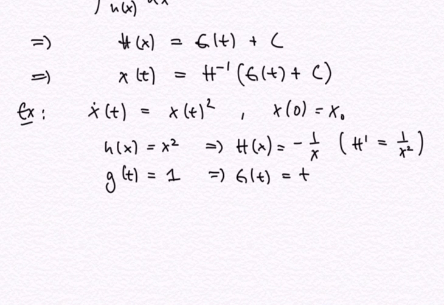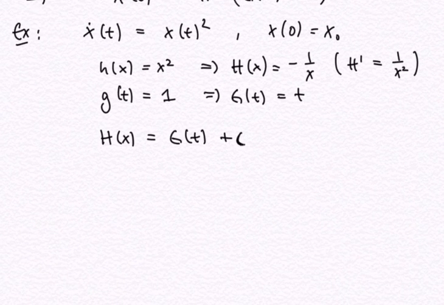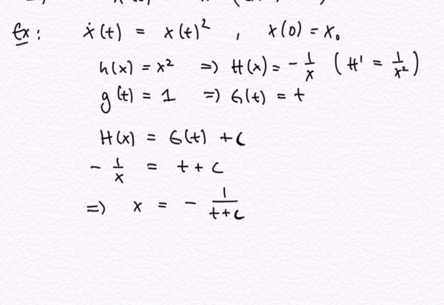Now, separation of variables says capital H of x equals capital G of t plus c. So minus 1 over x is t plus c. So x is minus 1 over t plus c. Of course, only for values of t which are not equal to minus c. Otherwise, we have a problem.